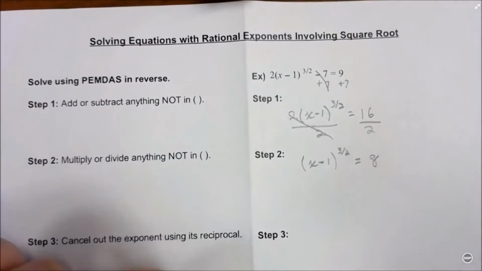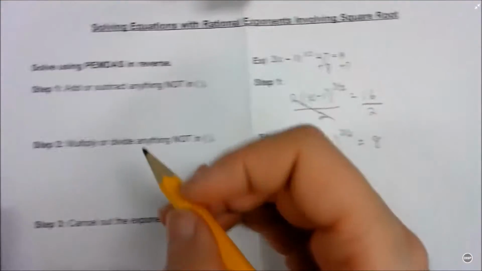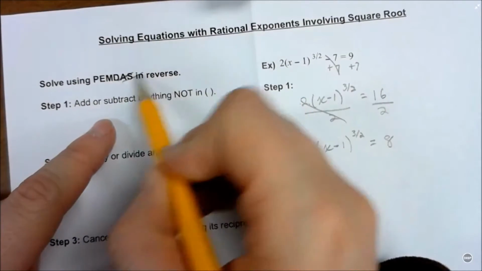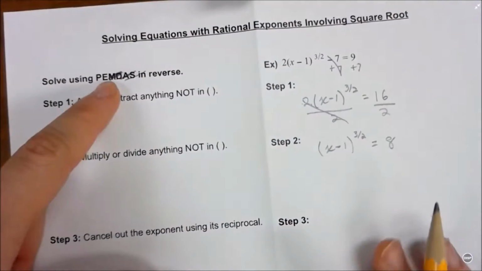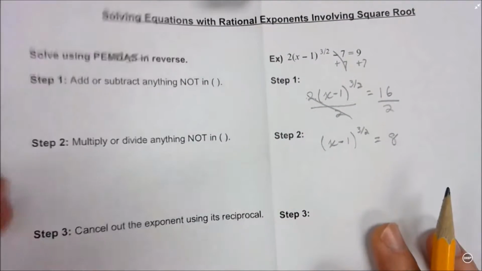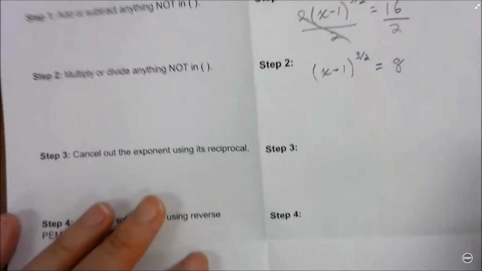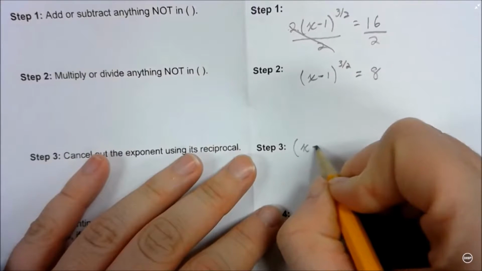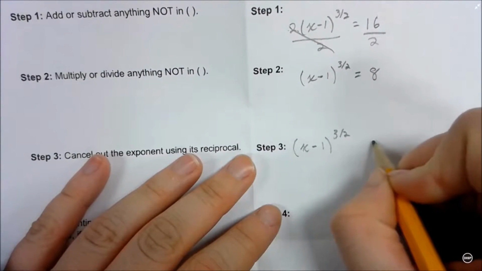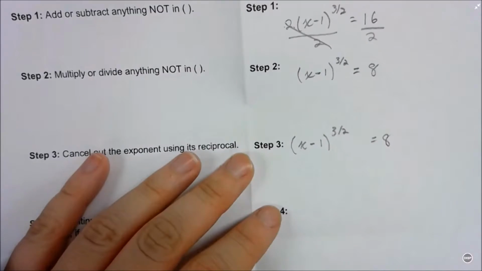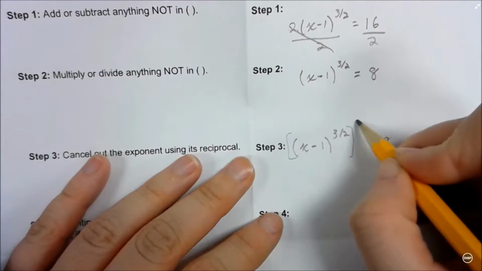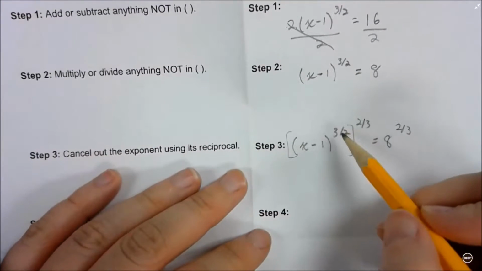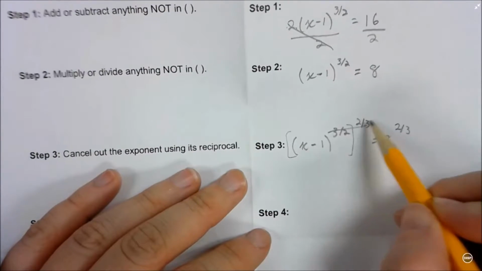So that's what we have so far. Let me go ahead and keep track up here. We did add, subtract. We did multiply, divide. Now we're on the exponent step, and sure enough, cancel out the exponent using its reciprocal. So the reciprocal of 3 over 2 is 2/3. So let me first rewrite my problem. Here's what I have so far. So I want to raise the whole thing to the 2/3 power on both sides of the equation. And these exponents cancel each other out.